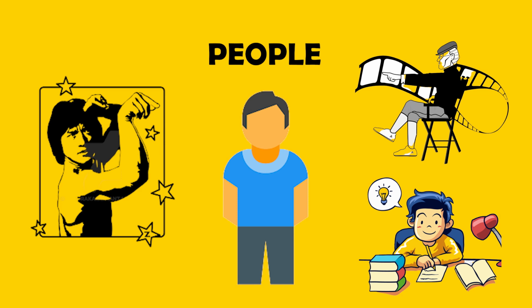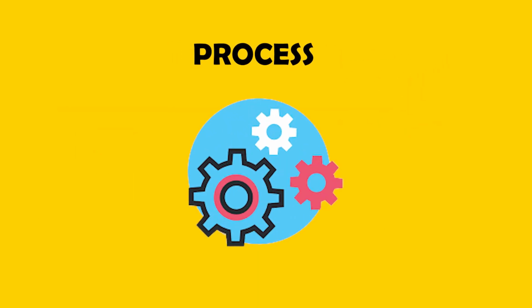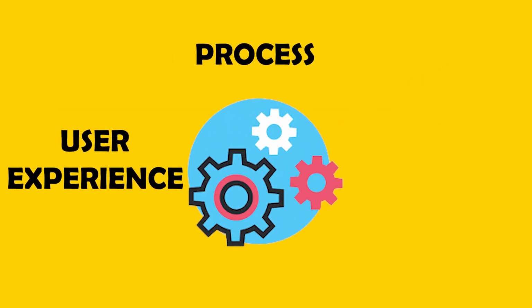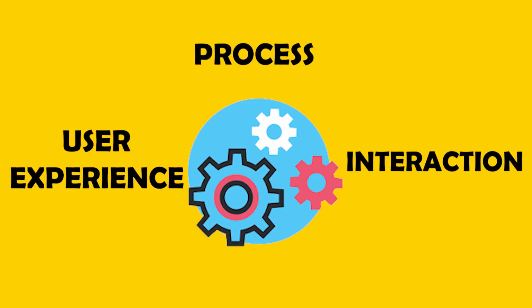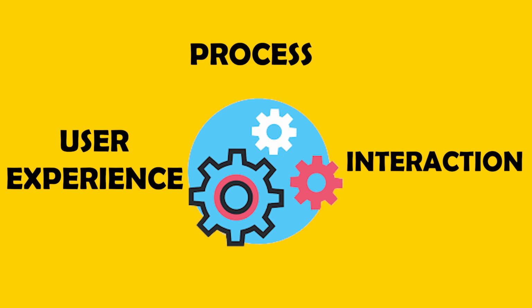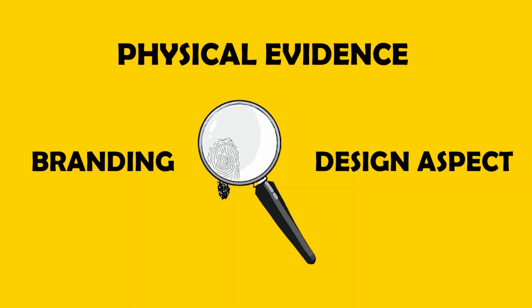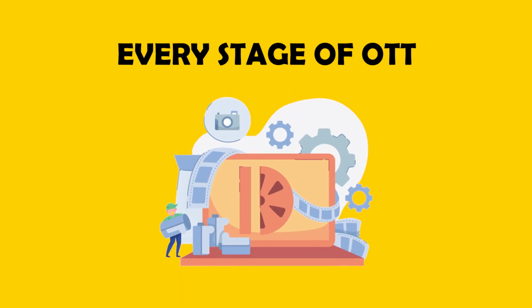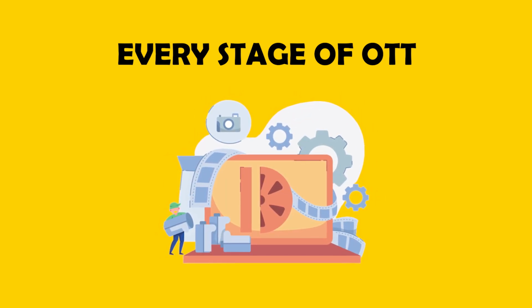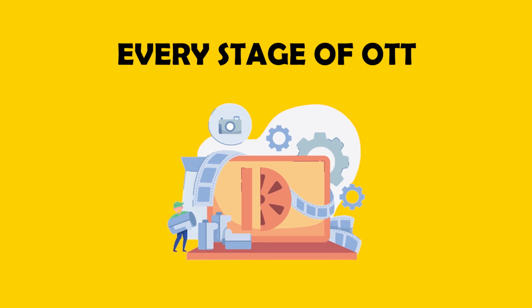technology support staff. In process, this is the user experience and how customers interact with the platform, including sign up and billing process, navigation, and recommendation algorithms. In physical evidence, these are the branding and design elements that distinguish OTT platforms and create a sense of trust and reliability. During each stage, OTT providers have the opportunity to influence the consumer's decision-making process and ultimately drive customer loyalty.